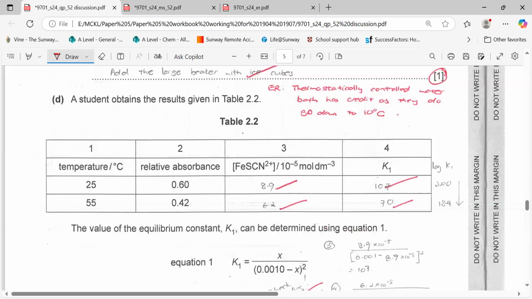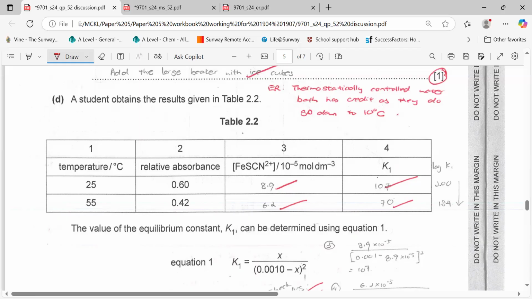Another thing, don't just say controlled water bath. You have to say thermostatically controlled water bath. You must say that. You cannot just say water bath alone. It has to be thermostatically controlled water bath. Don't ask me why. It has to be this detailed.